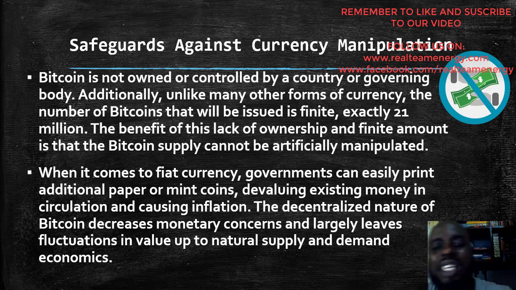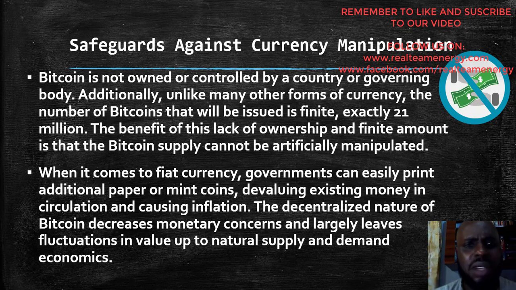So the benefit of this lack of ownership and finite amount is that the Bitcoin supply cannot be artificially manipulated, like the US dollar or the Nigerian naira. There could be inflation in the country. The government could print money. They just print it, settle their bills, settle their debts, and move on. But in Bitcoin, you can't print, you can't mine more than 21 million, so it's finite.